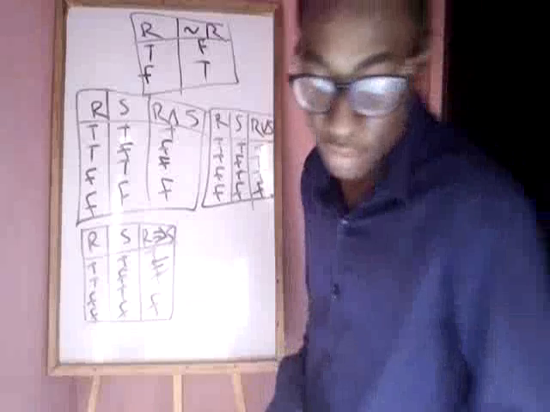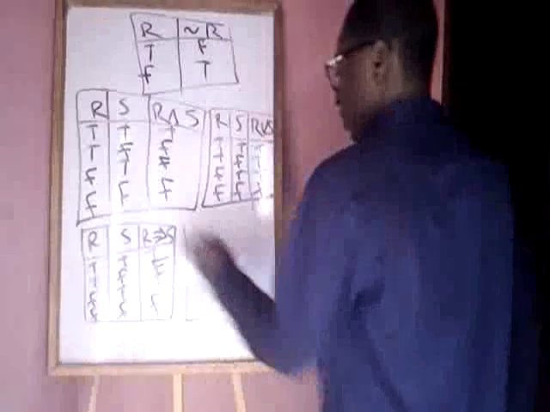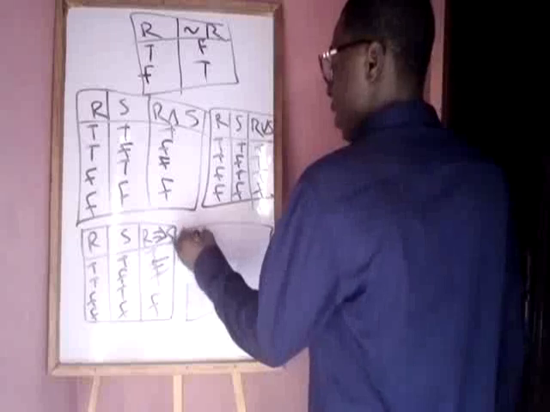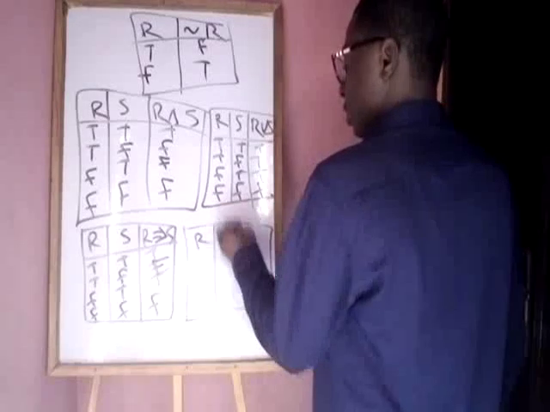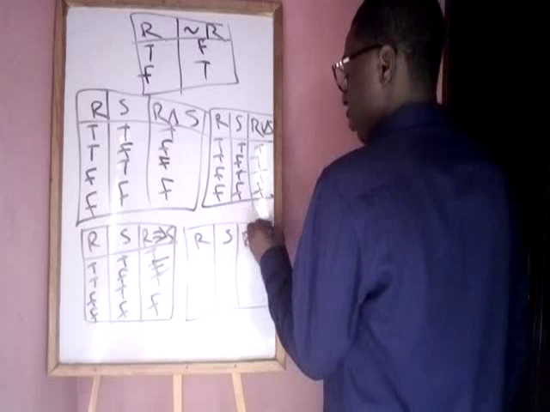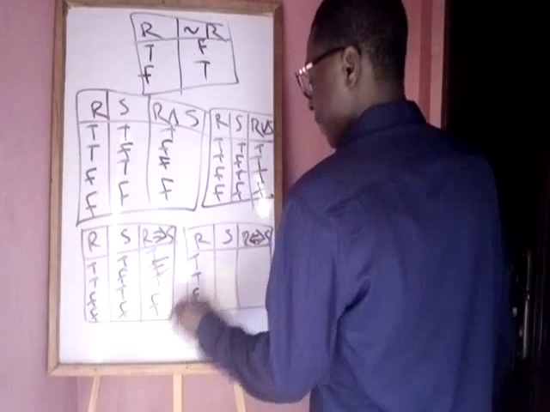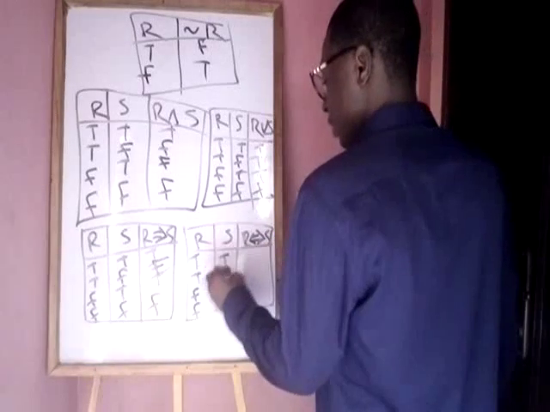Then we also have the biconditional proposition. So in this case, let's draw the truth table for it here. So I have R and S, and R biconditional S, which has a double-sided arrow. T T F F and T F T F.